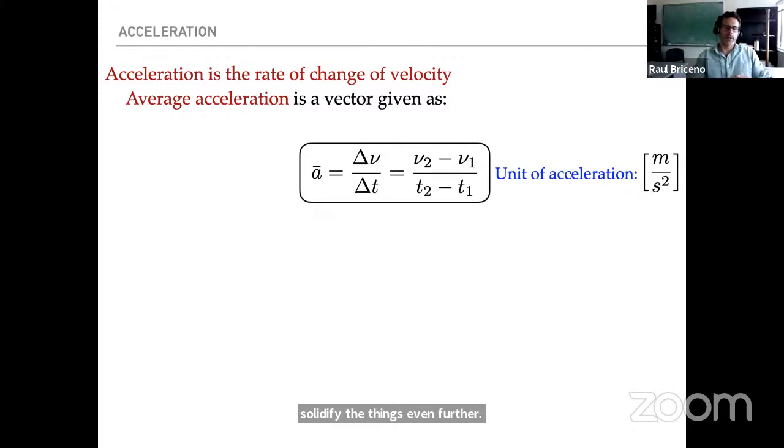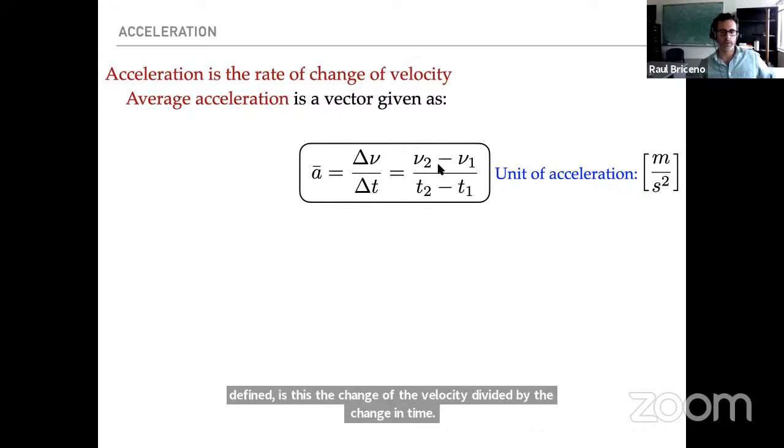So acceleration is the rate of change of velocity. If the velocity is not constant, it's changing, right? You're driving, you hit your accelerator, and you go from 0 to 60. As you go there, you're speeding up, and so you're accelerating. This also is a vector because the velocity itself is a vector, and it's defined as the change of the velocity divided by the change in time.